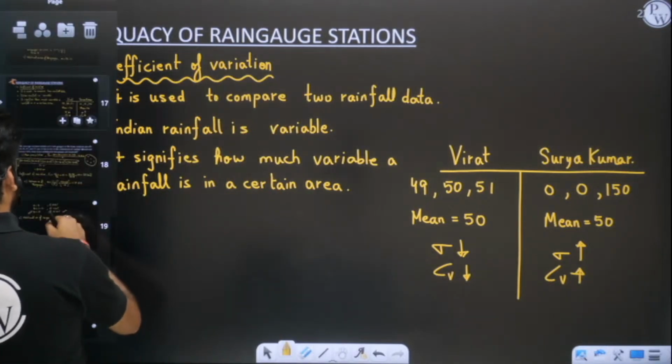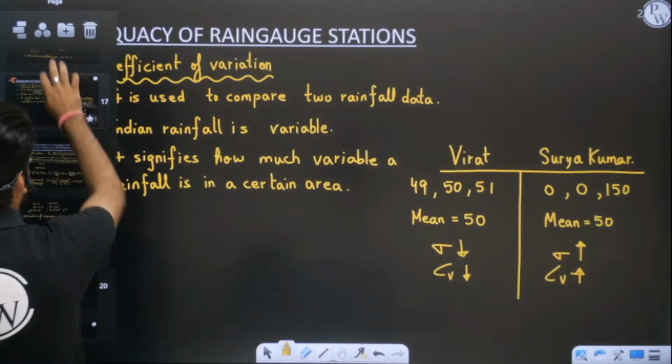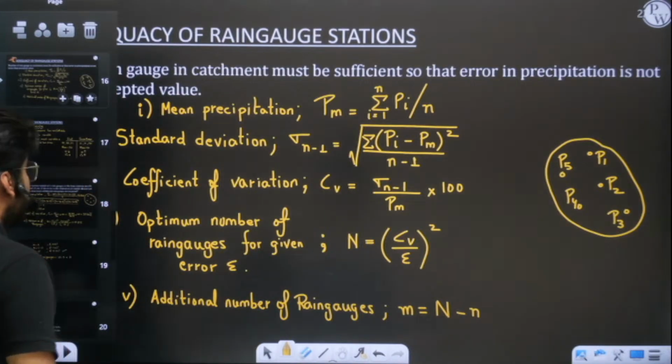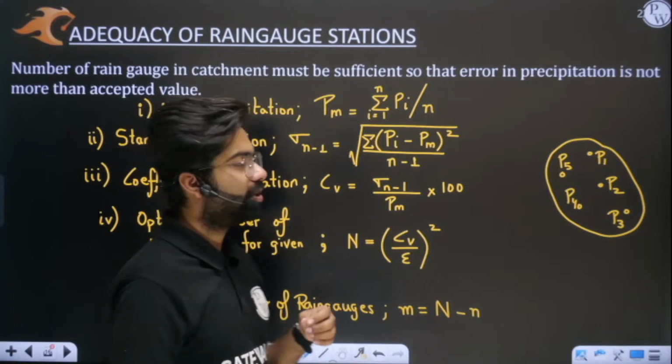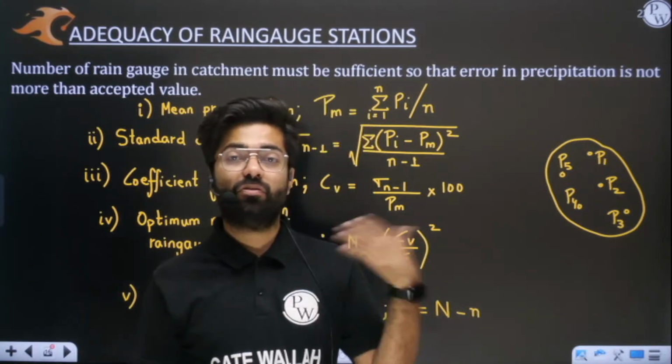Now we'll move on to the next topic. So I hope with the help of this explanation you are able to understand the entire concept of adequacy of rain gauge stations. Okay, I hope this is very very clear to you. You will easily compare two rainfall data. So you can easily tell which rainfall is more variable and which is less variable.